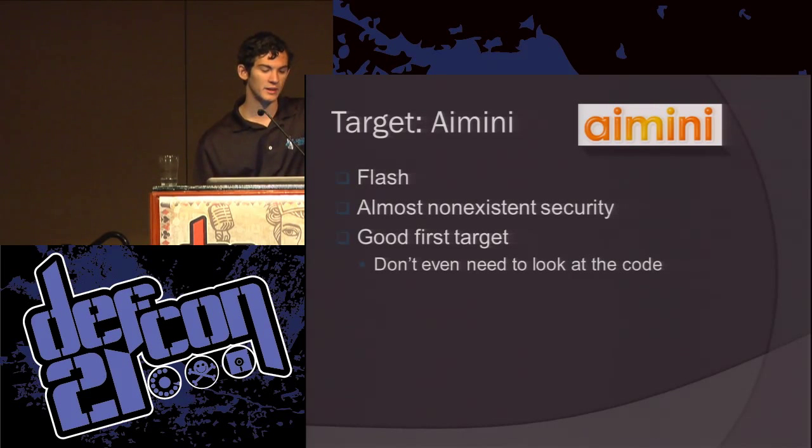So the first target is Emeanie. This is a really great first target. They're a Flash-based service, but they use JavaScript to load. And they have almost no security. I was able to exploit these guys without looking at any code.